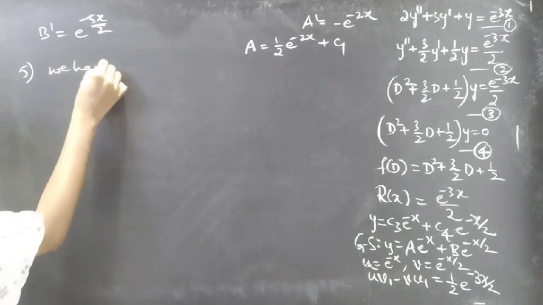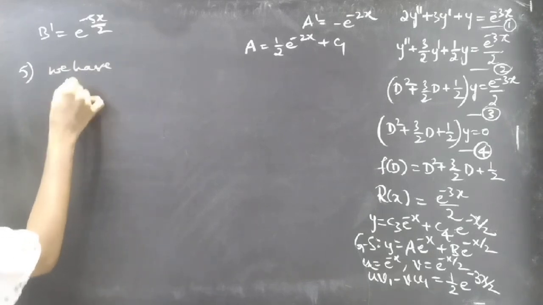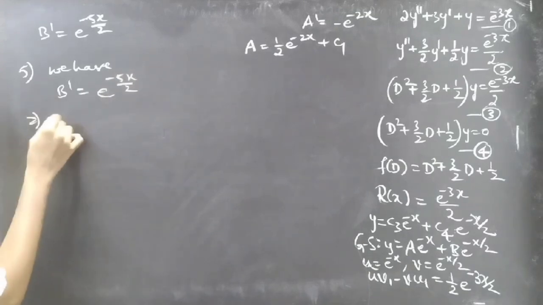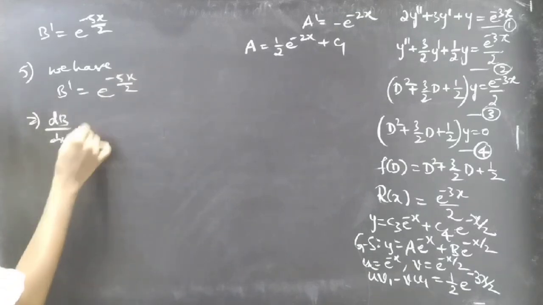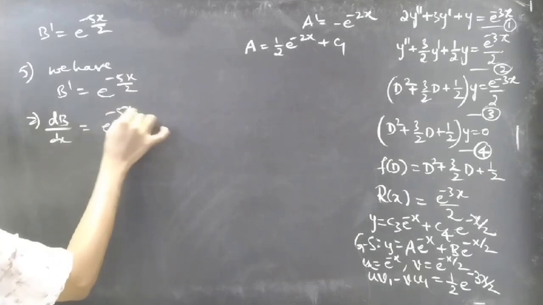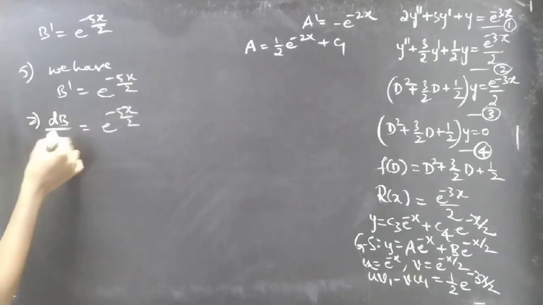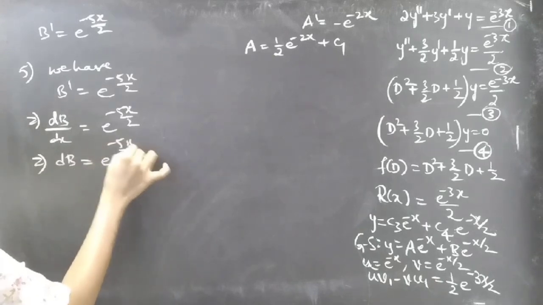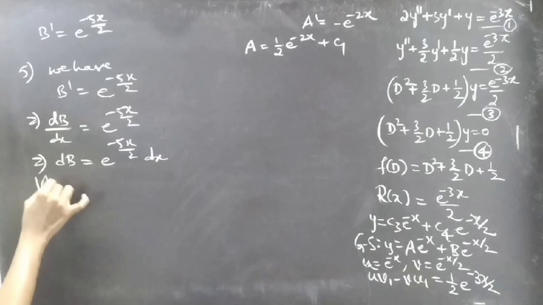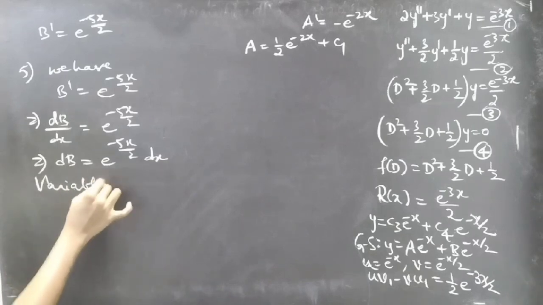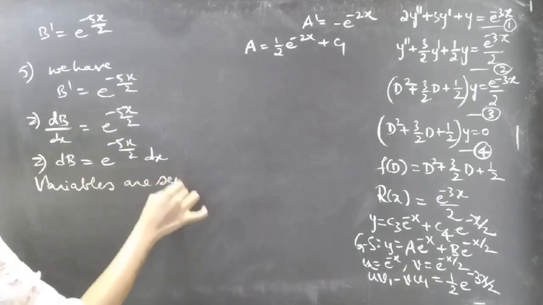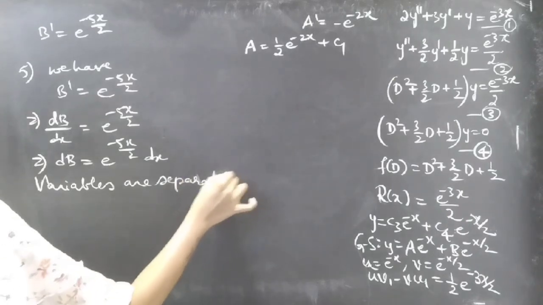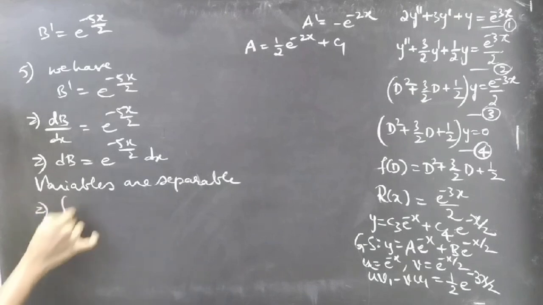We have b dash equal to e power minus 5x by 2, right? B dash is nothing but the derivative of b with respect to x. In order to separate the variables, we'll take the differential dx to the RHS. We'll get db equal to e power minus 5x by 2 dx. Here the variables are separable, so we can perform integration.